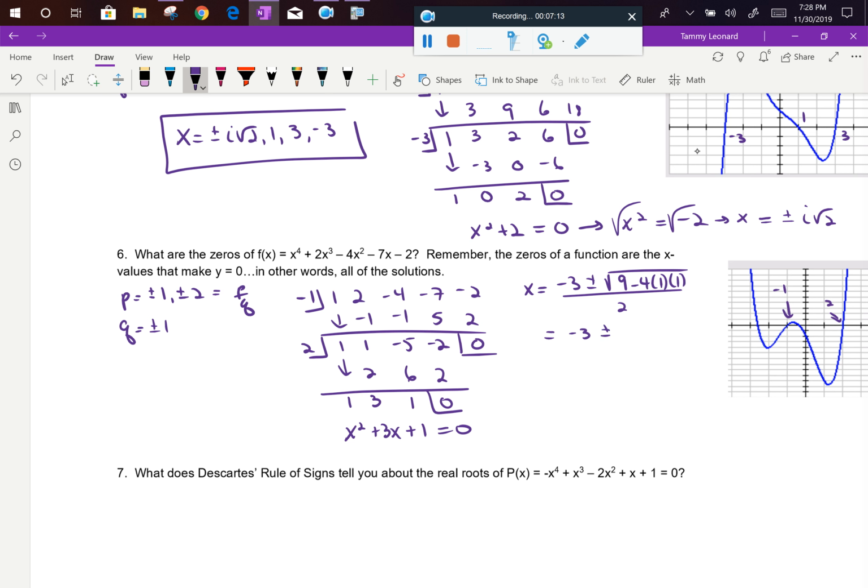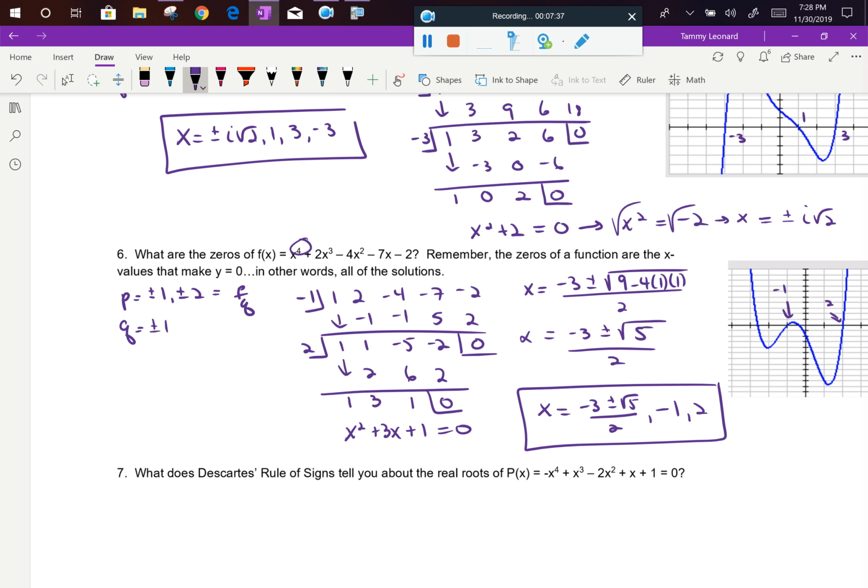With -3 plus or minus the square root of 5, I am quickly confirming that I have two irrational solutions. There's absolutely nothing I can do to simplify that particular option. So, knowing I'm looking for 4 solutions, I have these two, as well as the -1 we found, and the 2. Those are the 4 numbers that will create a y value of 0.